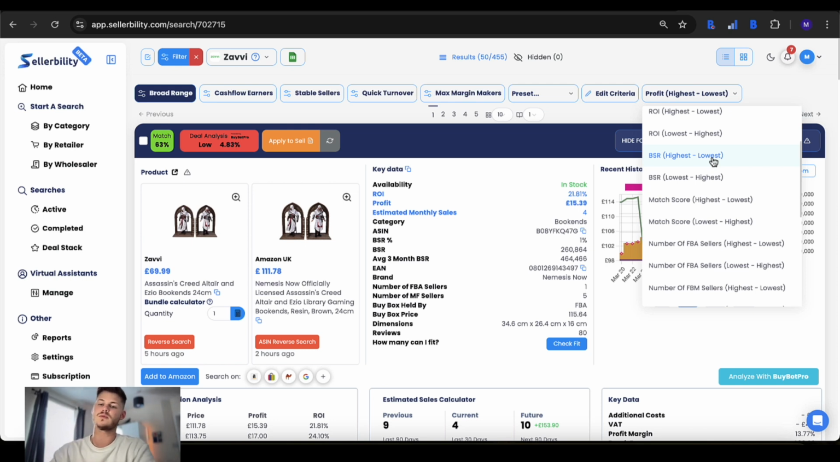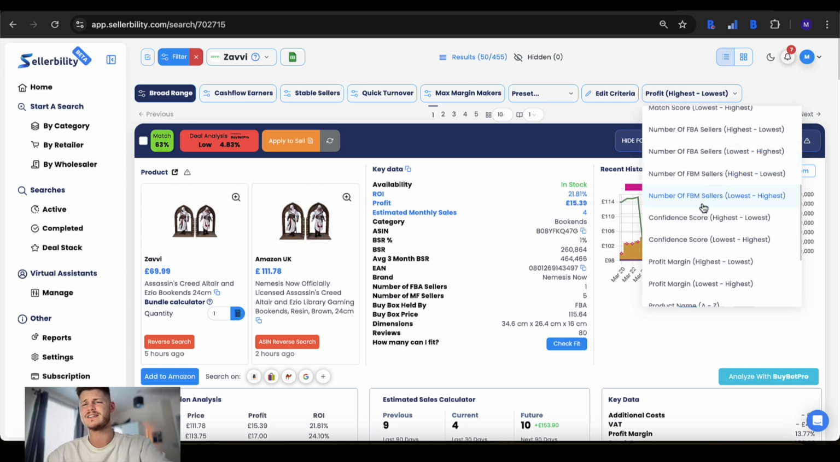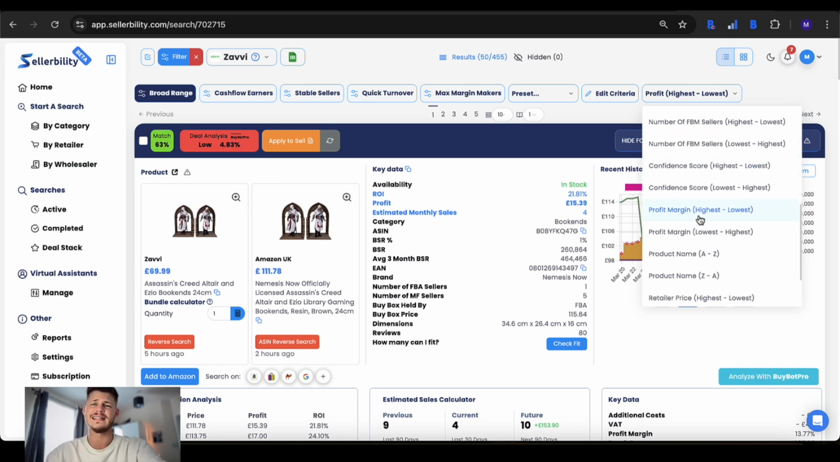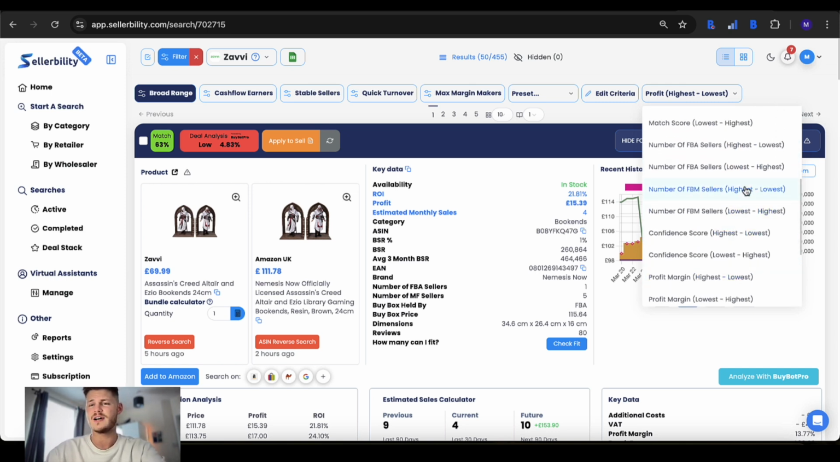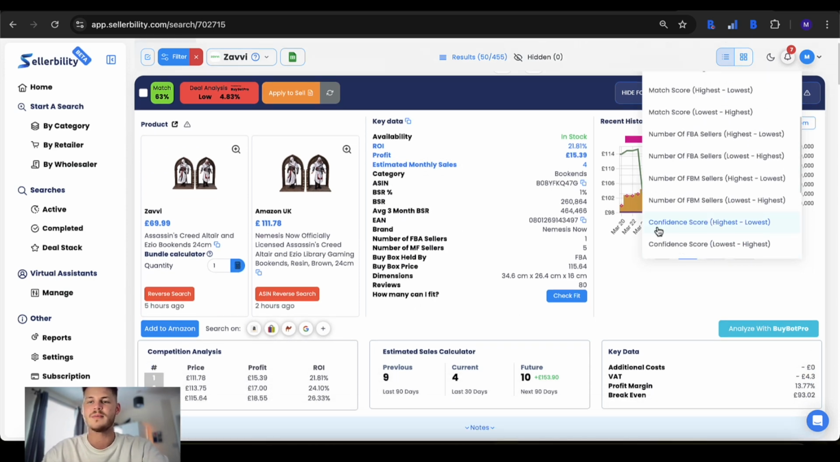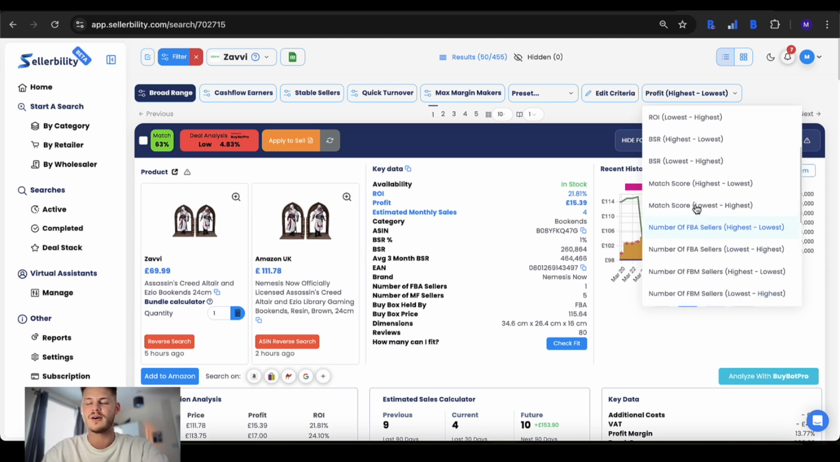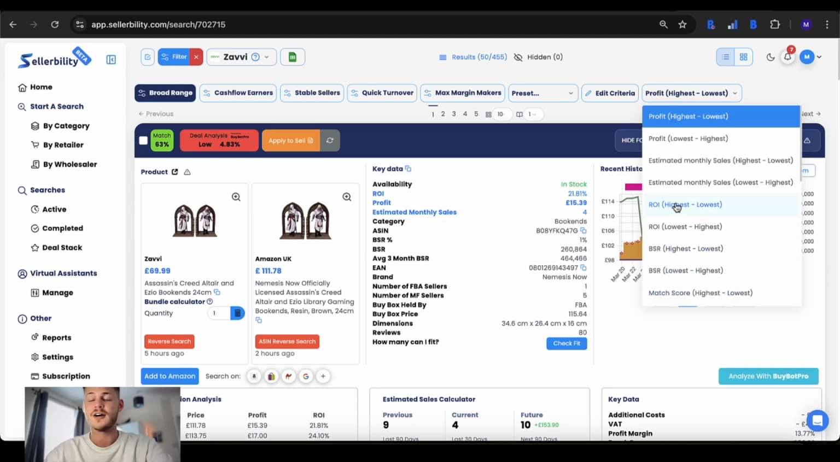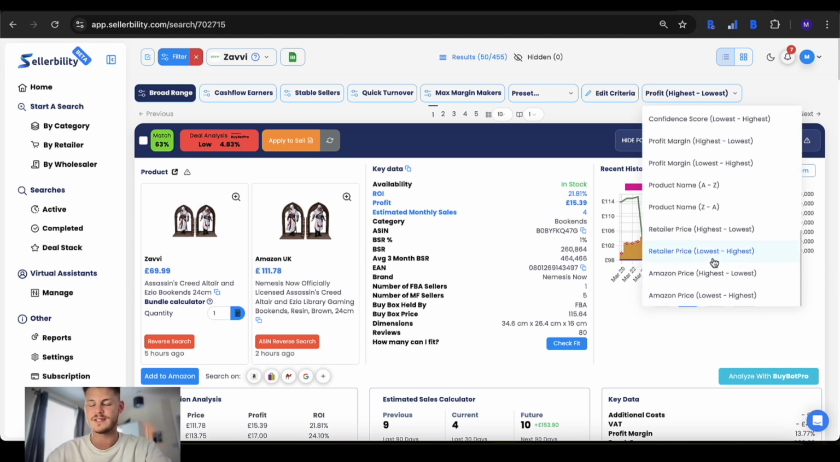But then also you might want to be looking at things like the number of sellers on the listing as well, just to help you avoid going on to one where there's not many sellers, or indeed you might be looking to avoid listings where there are an incredible amount of sellers on there. So it's completely up to you what it is that you want to sort by, but some of my recommended would be something via competition, maybe BSR, ROI, monthly sales, profit, but the choice is completely yours.